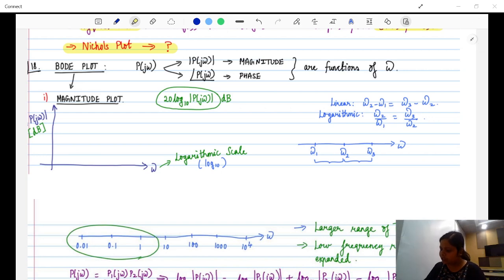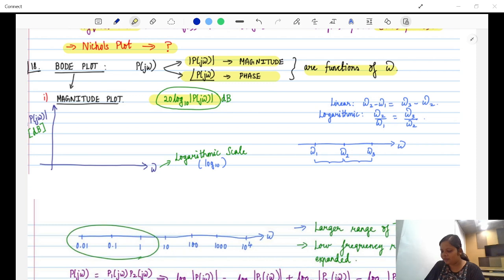Let's say you're given a transfer function which has magnitude and phase, both are functions of omega, right? Because S can always be replaced by j omega. So when you try to find the magnitude, you would just take the square root of real square plus imaginary square. But we have a convention of representing the magnitude on a logarithmic scale, and we convert the magnitude to dB.